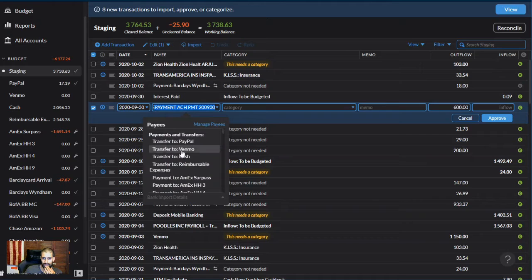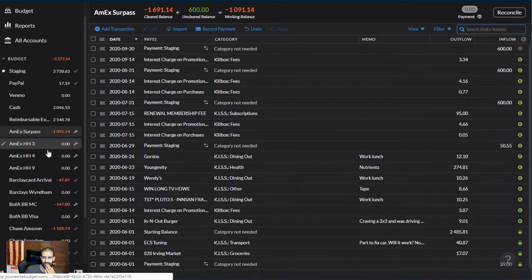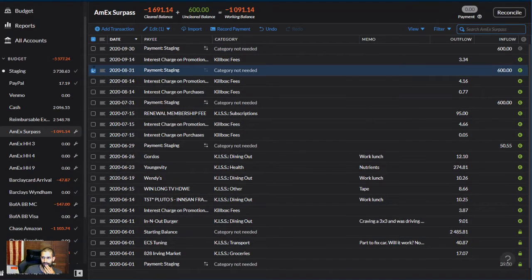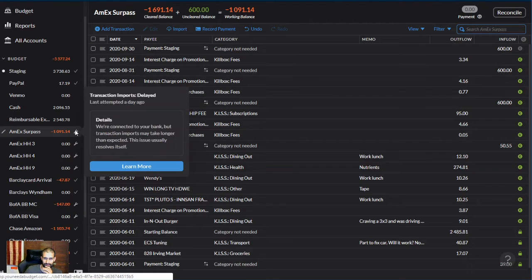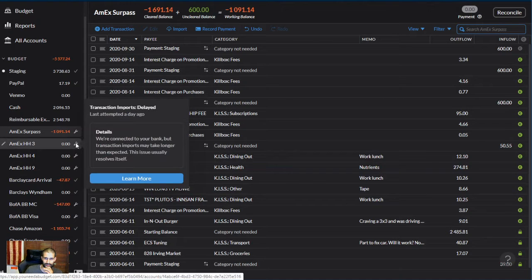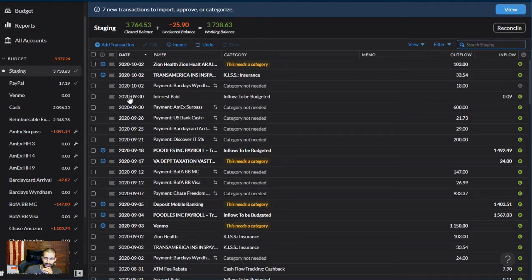This is a payment into the... interesting. That one that I approved was from last month. This is from this month. It didn't get imported into that account. That's weird. Oh, maybe it's because it's delayed. But a day ago, it should have been more than a day ago. Or last attempted day. I don't know, man. YNAB's kind of annoying right now.